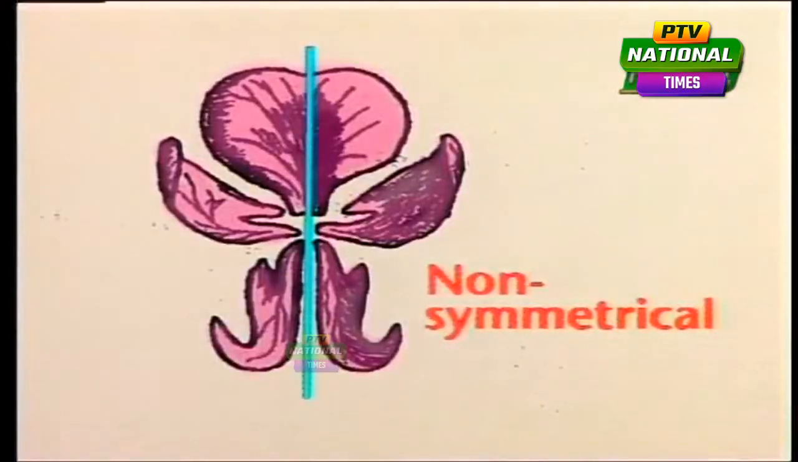Next is zygomorphic flowers or non-symmetrical flowers. These are the flowers which can be split into two similar halves but only across one vertical axis which is passing through the center. As you can see over here, this is a flower which can be split into two halves but only across one line or one vertical axis which has to pass through the center. An example of this flower could be pea or sesame.